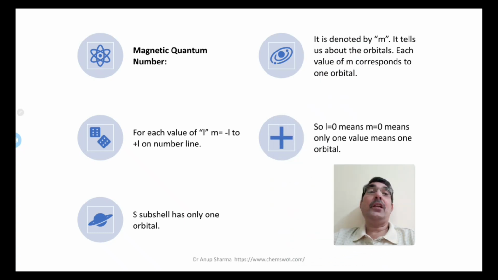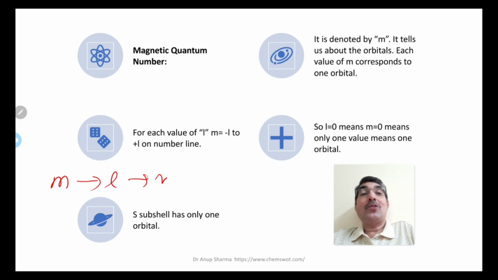Next comes magnetic quantum number. It is denoted by small m, and it tells us about the orbitals. Each value of m corresponds to one orbital. For each value of l, m equals minus l to plus l on the number line. So we can say m depends on l and l depends on n. So m value is minus l to plus l through 0, and l value is 0 to n minus 1. So that's how they are interlinked.